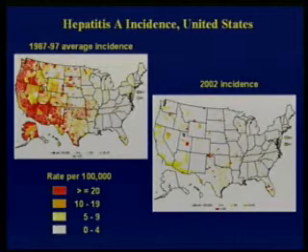Here's the prevalence in the United States from 1987 to 1997. Notice the colors in red are the areas with the highest prevalence. But look what vaccination has caused. All right? If you'd never believed in vaccination before, this definitely should convince you that it works.